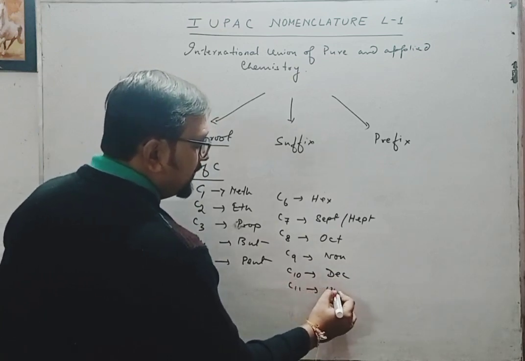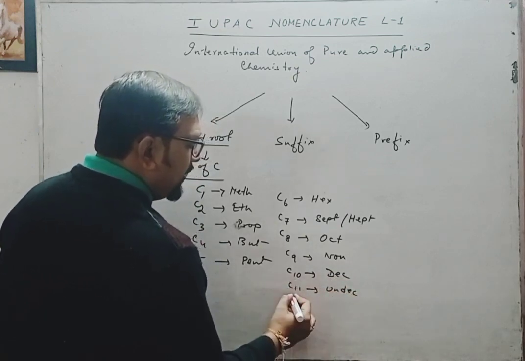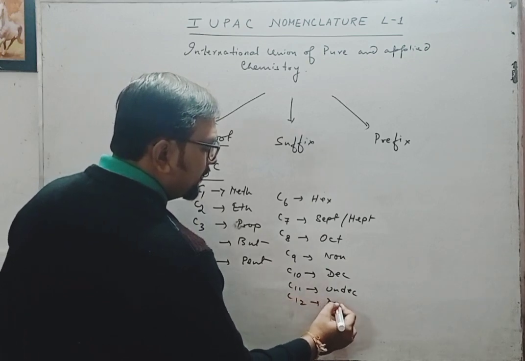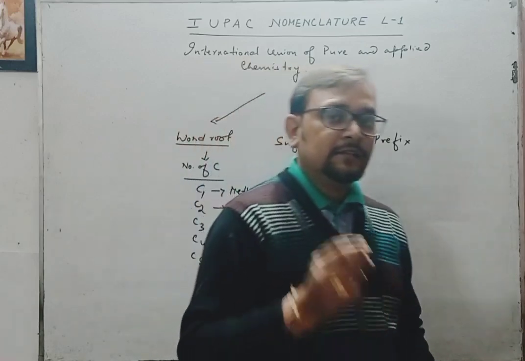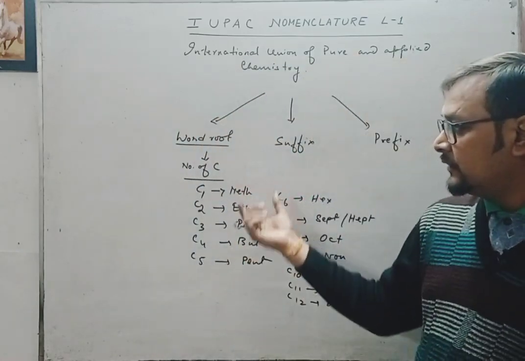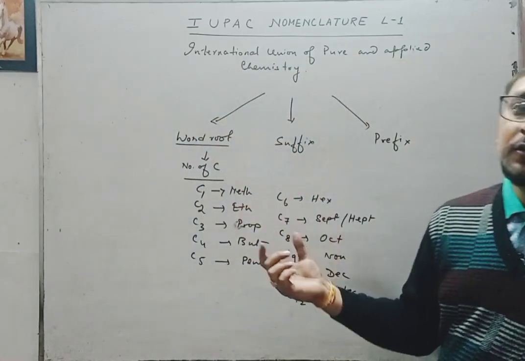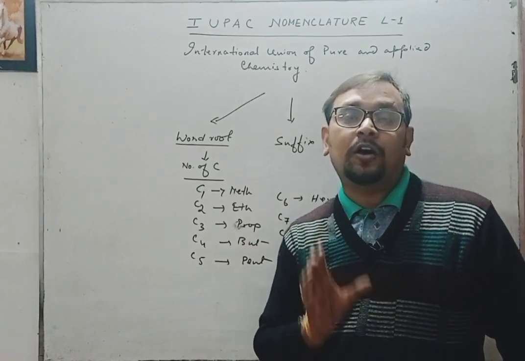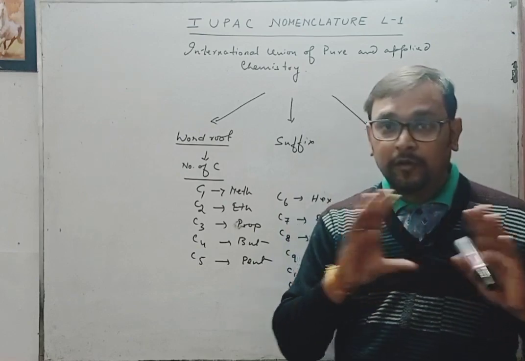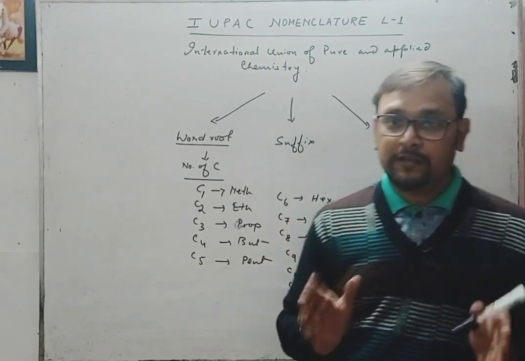11 we can use undec. 12 we can use dodec. So like that it goes on. This is the word root. These word roots give you the idea about how many carbons are there in the longest chain.